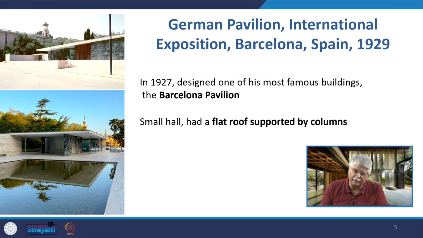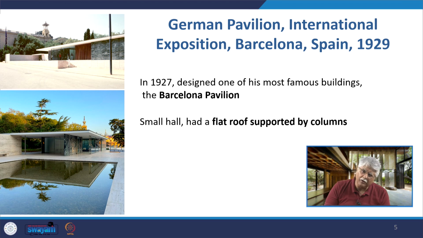The International Exposition was held in Barcelona, Spain in 1929. He designed the German Pavilion, one of his most famous buildings that at one time was pulled down, but it was re-erected again because of the architectural importance and heritage value of this building, and today it is preserved in its original form in Barcelona.